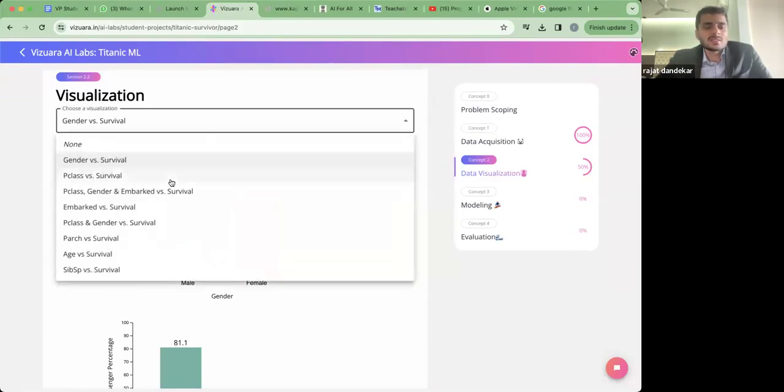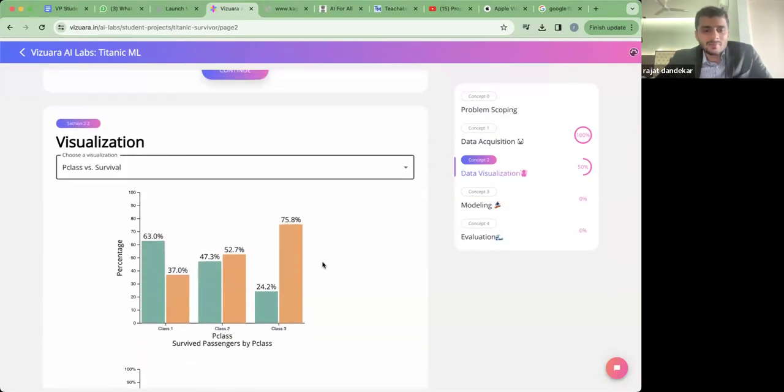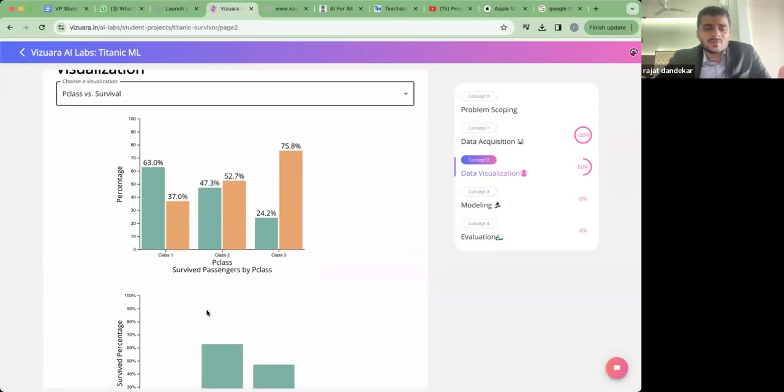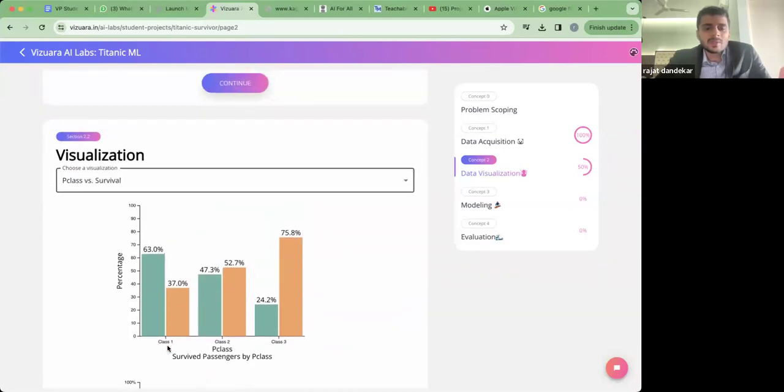Let's look at the next plot. It is P class versus survival. This plot is different from the first plot because here there are three different labels on the x-axis. There is class 1, class 2, and class 3. On the y-axis, we again have survival percentage. So what can you see from this graph? Can anyone tell me? We know Rana sir is listening attentively because he's answering, but if other people can answer, it will be very good.